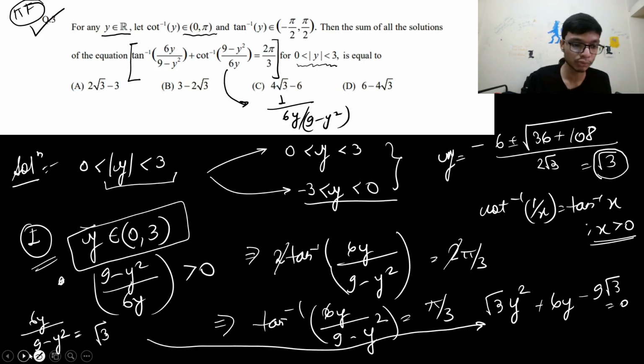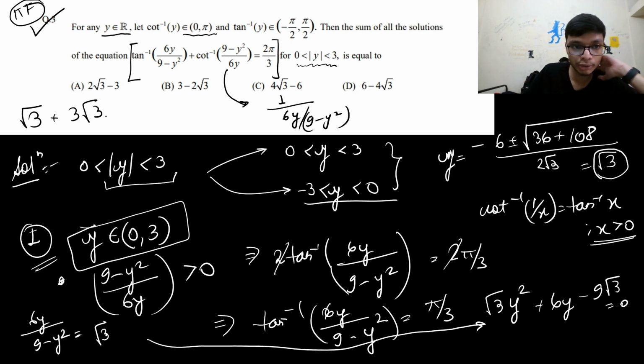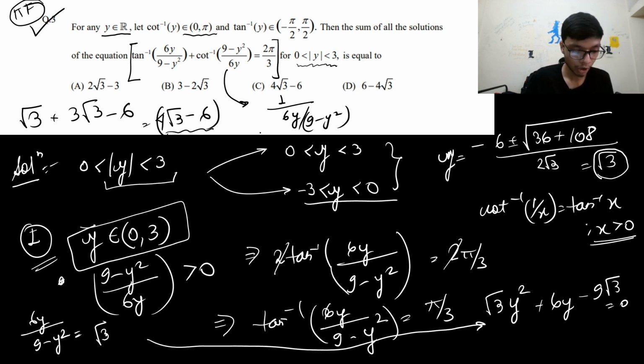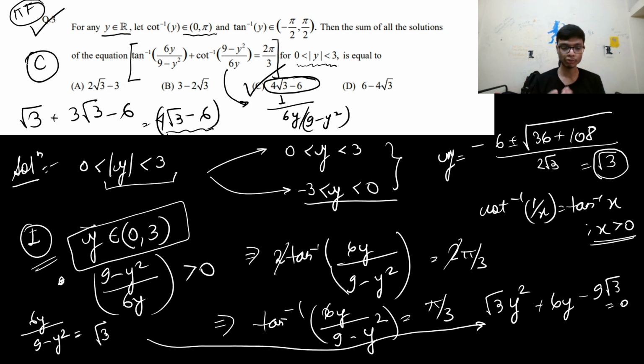In the question we are asked to find the sum of all the solutions. In the first scenario I got the solution as root 3, and in the second I get the solution as 3 root 3 minus 6. If I add these, I get 4 root 3 minus 6, which is option number C, and that is the right answer to this particular problem.